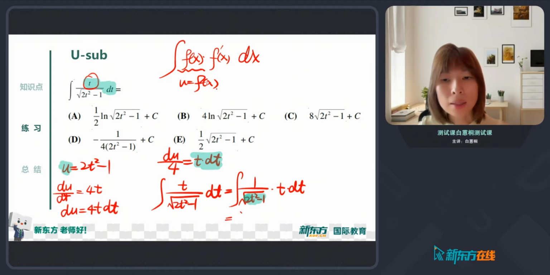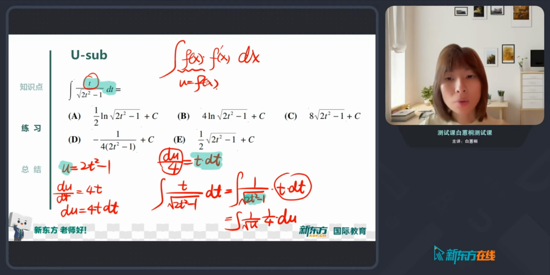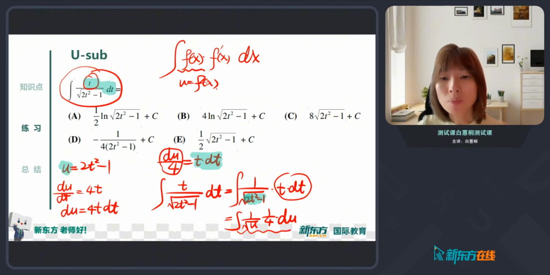And then integration 1 over the square root of u. And then this part can be replaced with 1 over 4 du, right? So a very complicated form is now converted into something simpler, easier to understand, right? So we can reorganize the structure. So it's going to be equal to 1 over 4 can be dragged out, right?